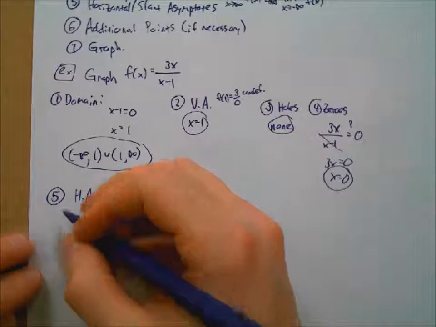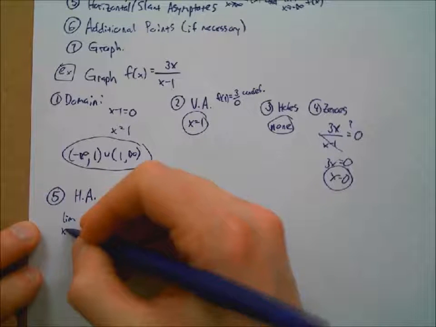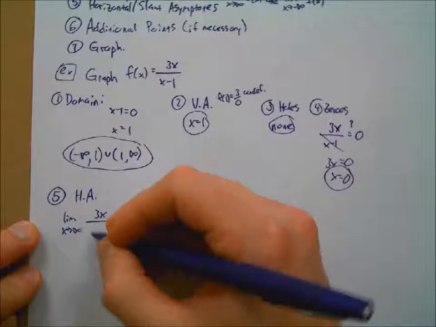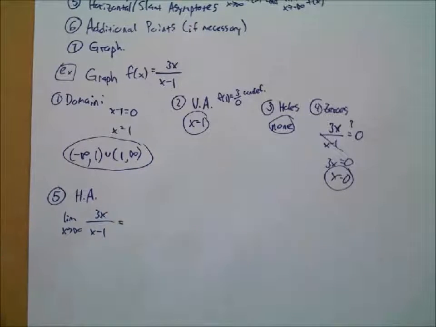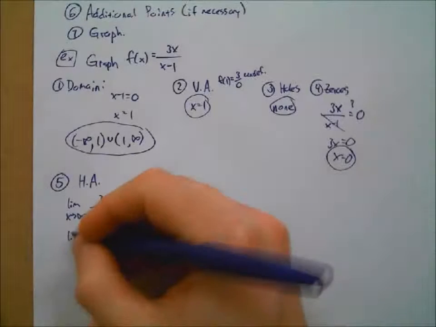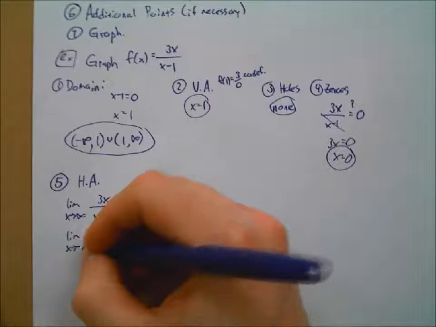And behavior, so we'll take the limit as x approaches positive infinity of 3x over x minus 1, just like we did in the warm-up. Degree of the top is 1. Degree of the bottom is 1. They're the same, so what's our answer going to be here? 3.